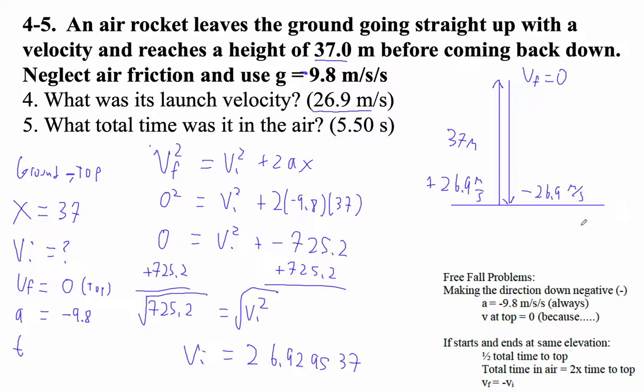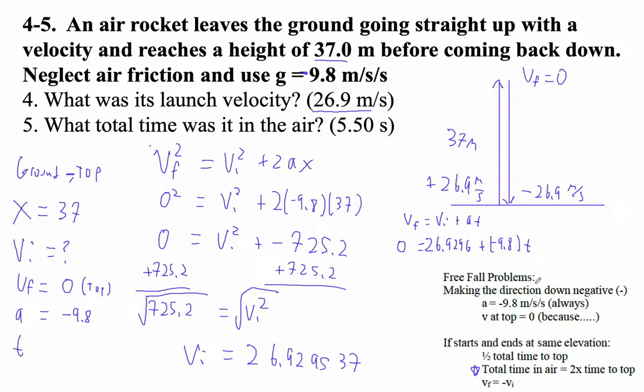Then it says, what is the total time it's in the air? Okay, so I'm going to use this guy here. I'm going to say Vf is Vi plus at, right? So final velocity is 0, initial velocity is 26.9296 roughly, plus negative 9.8 times t. And this will give us the time to the top, and we're going to have to multiply by 2, right? Total time in the air is twice the time. And this is in your little reference sheet, right?